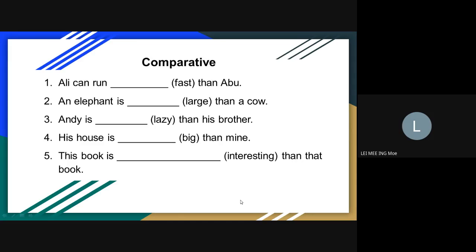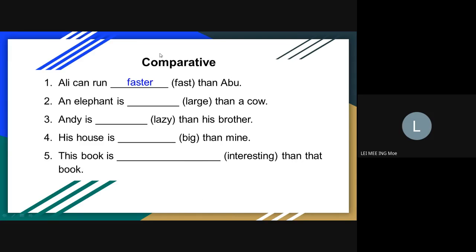Ali can run than Abu. The given adjective here is fast. Can you please type down your answer for question number 1 for this comparative? Okay, I can see your answer now. Faster. 5, 4, 3, 2, and 1. Good. Most of you answered faster. Yes, the answer is faster.